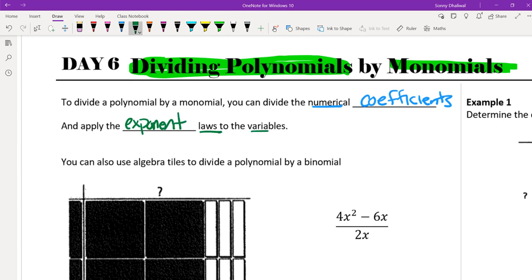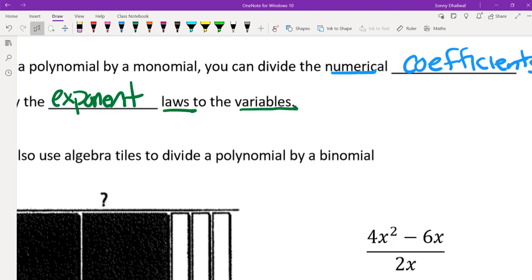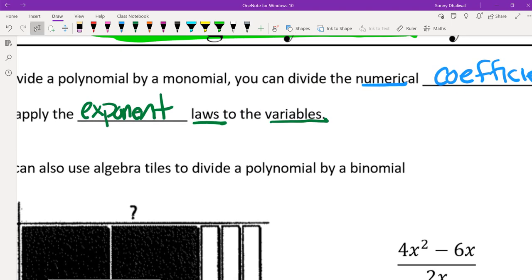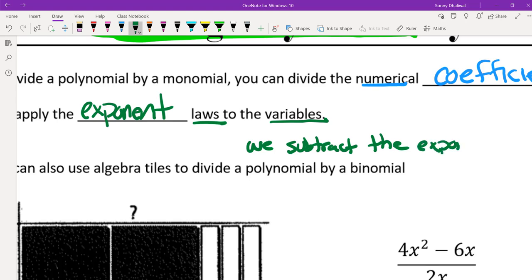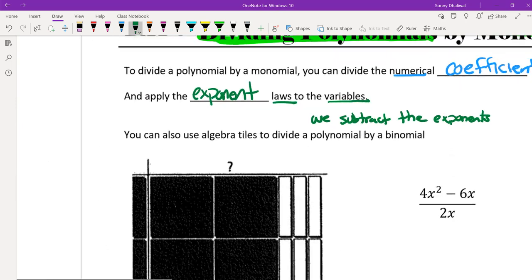laws to the variables. So we're dividing. What were the exponent laws? So when we divide, what do we do with exponents? Subtract. So when we do the exponent laws, we subtract the exponents. Right? Because when we multiply, we add.